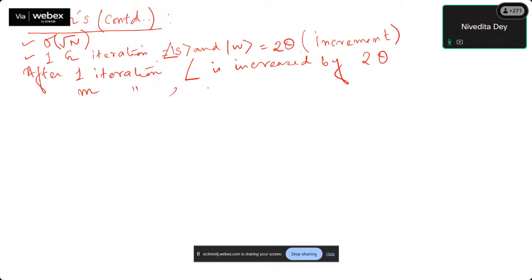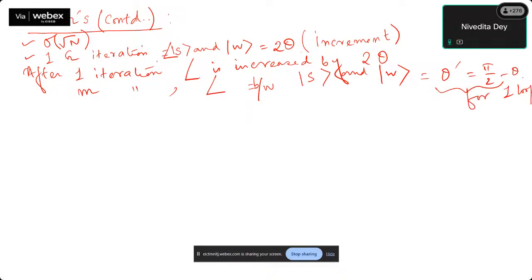So after m number of iterations, the angle between S and W will be what? That is theta bar, which was initially pi by 2 minus theta for one such loop. So for m iterations, it will be pi by 2 minus theta plus 2m theta, within a bracket. One iteration will increase it by 2 theta, so m iterations will increase it by 2 into m into theta. Which can also be alternatively written as pi by 2 minus (2m plus 1) into theta.